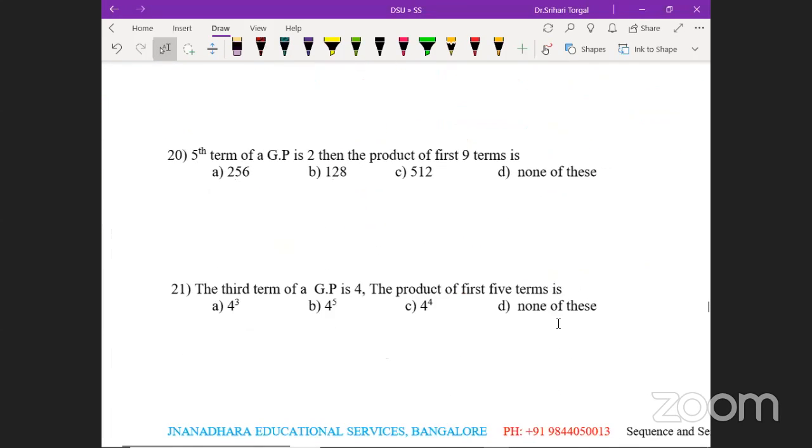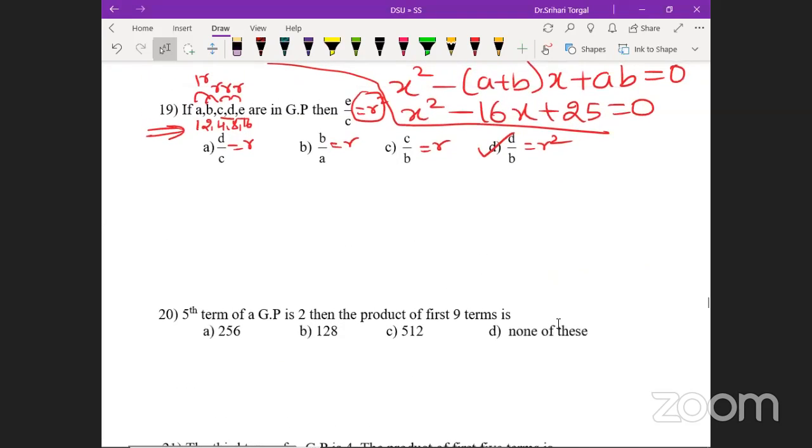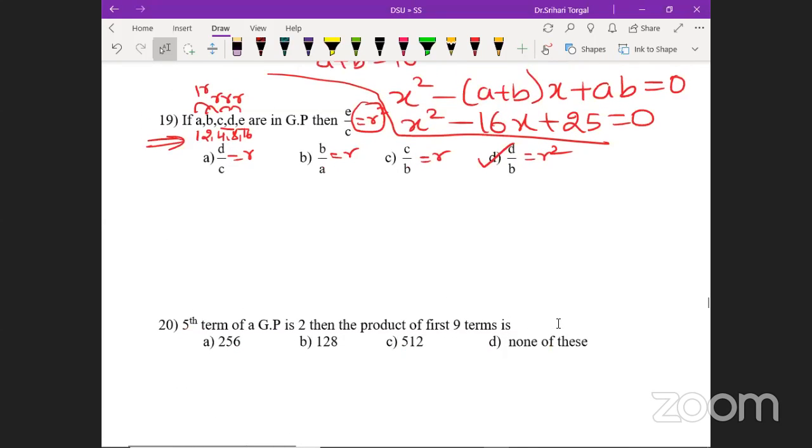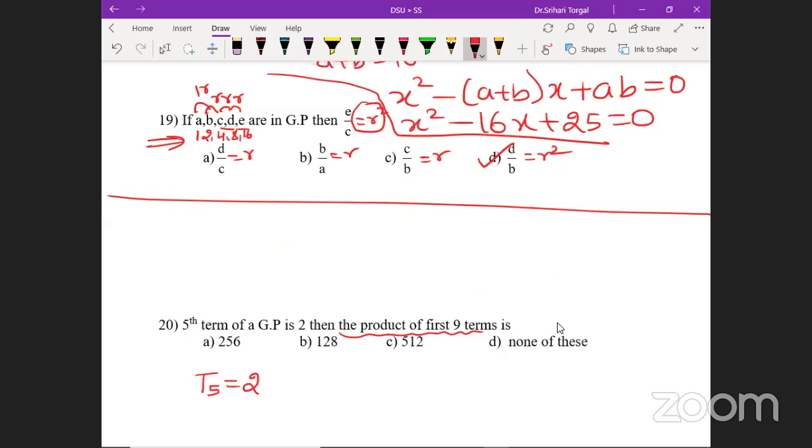Question number 20. Fifth term of a GP is 2. The product of first 9 terms, I'll show you how the terms are. A, AR, AR square, AR cube, AR power 4, these are the 5 terms of a GP, and the fifth term is 2. They have given the fifth term is 2, AR power 4 as 2.